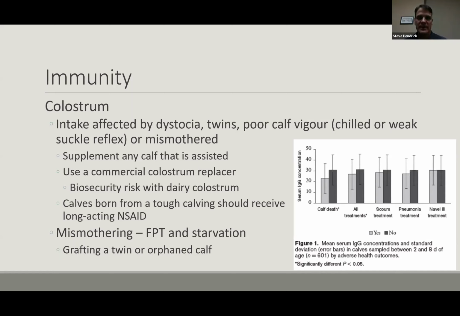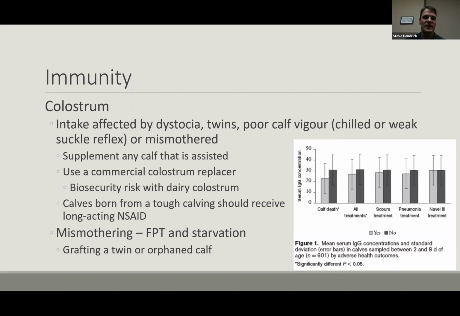And I think the best thing that we can use, or simplest, is a commercial colostrum replacer. Those can be purchased and then mixed up or blended to get them the right consistency and temperature, and then get them into the calf. Usually tube feeding is the best approach to do that.